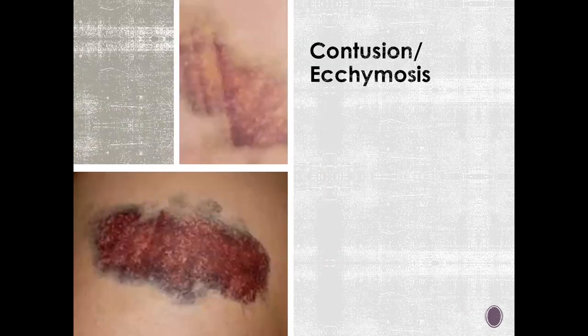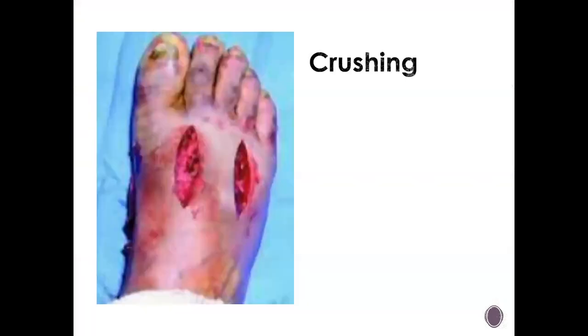Contusion, also known as ecchymosis. This is your closed wound that's caused by blunt trauma, and it may be referred to as a bruise, an ecchymotic area, ecchymosis, or contusion. Crushing. This is a wound caused by force leading to compression or disruption of tissue, often associated with fracture. Usually there is minimal or no breakage to the skin with fractures.